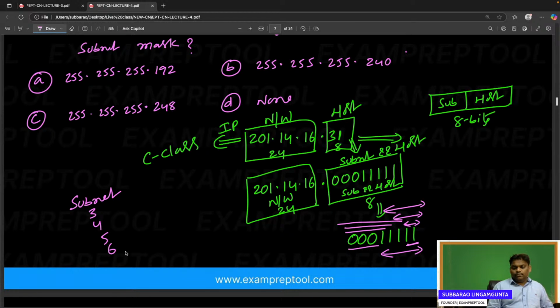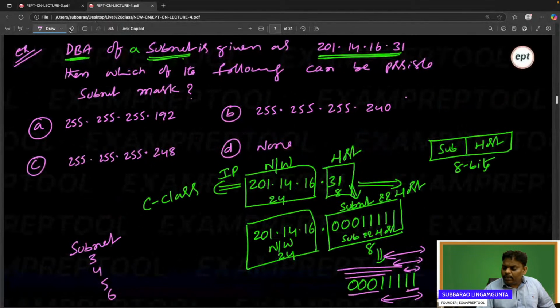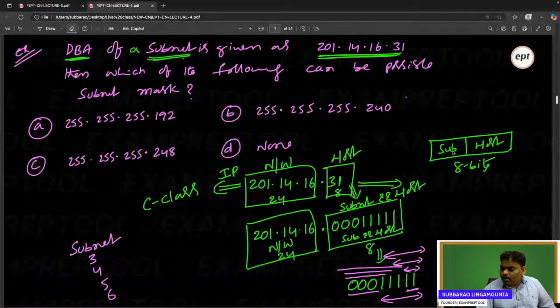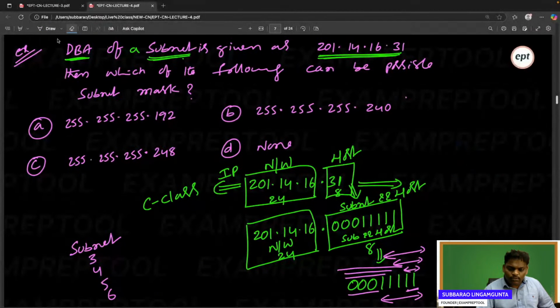Maybe 3, maybe 4, maybe 5, maybe 6. Now come here, I think the problem is over. He is asking about the subnet mask. What is the meaning of subnet mask? Subnet mask means the network part and the subnet part are ones.